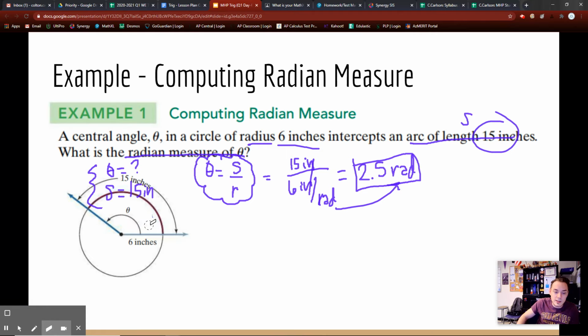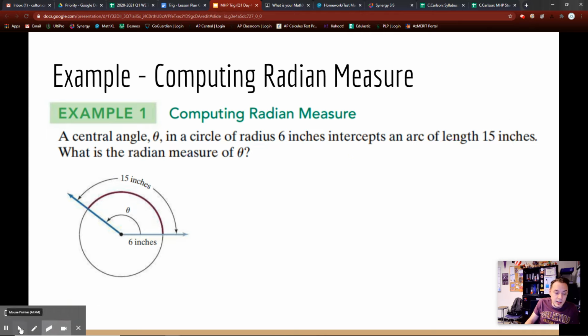I'm going to erase all this. And so this is what, if I wanted to draw it out, this is what it would actually look like. So what's my theta, guys? I already said my theta is 2.5 radians. Okay. Remember, radians are an angle measure, just like degrees. Radians are an actual angle measure. Okay? All right, 15 inches, that's 6 inches. How many radians? What is this? We said it was 2.5. Perfect. Let's clear.